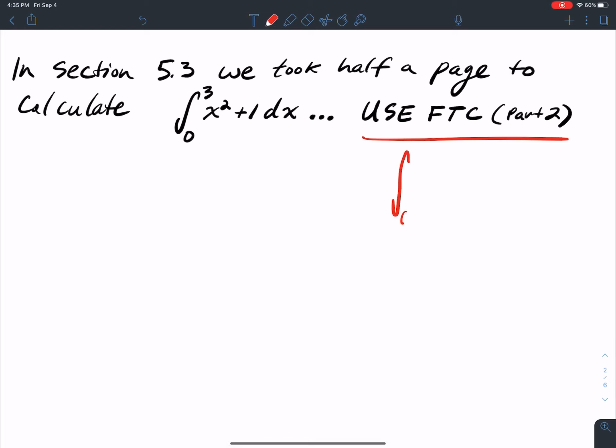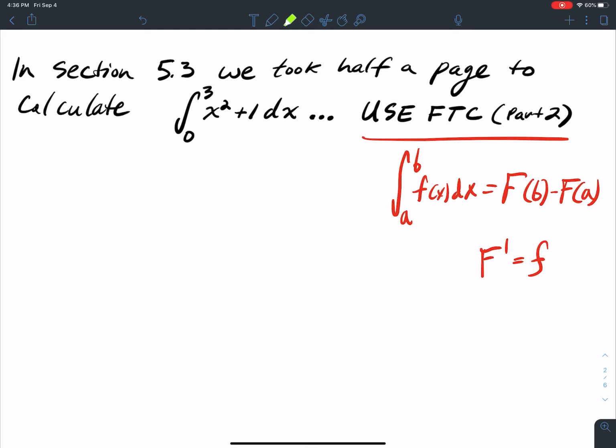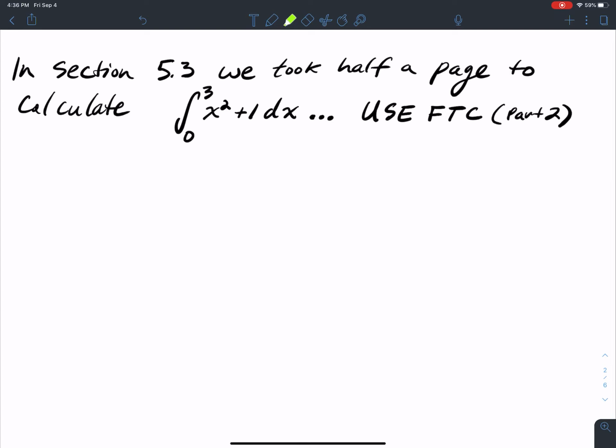So that says the integral from a to b of little f of x dx equals capital F of b minus capital F of a, where capital F is the antiderivative of little f. Okay, so if I take the derivative of capital F, I get the function. So all I need to do is find the antiderivative of little f here. So let's integrate little f, and then we evaluate at the limits of integration.